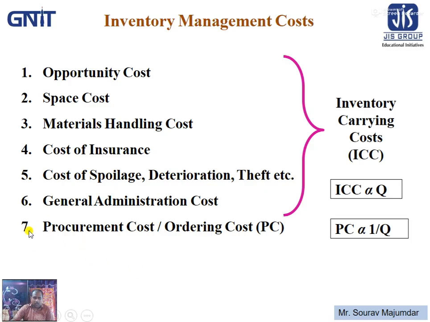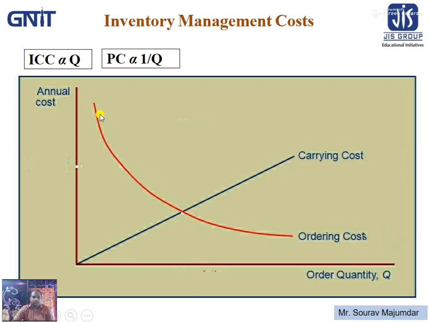Now I will add another cost, that is procurement cost or ordering cost. This cost is required whenever I am placing an order, so it is called ordering cost or procurement cost, PC. But this ordering cost is inversely proportional to the order quantity. Whenever order quantity is large, ordering cost is low. So it will follow a curve, not a straight line, and you can see that as order quantity grows, ordering cost is gradually decreasing.